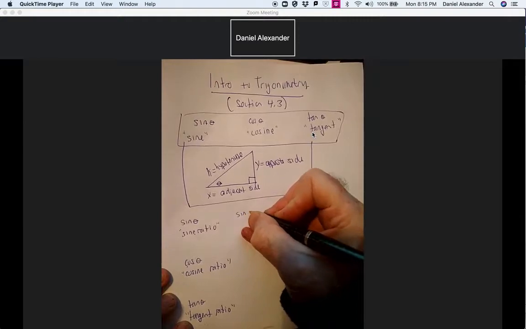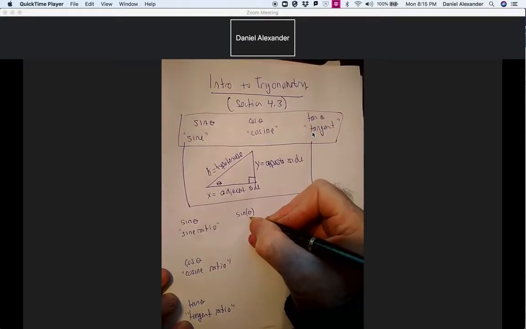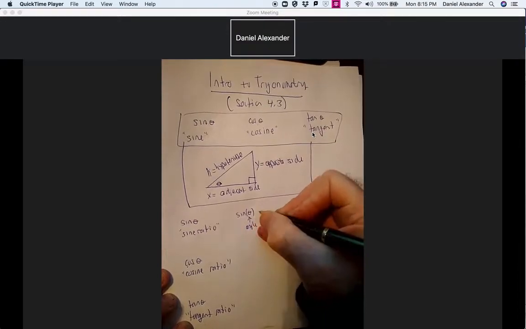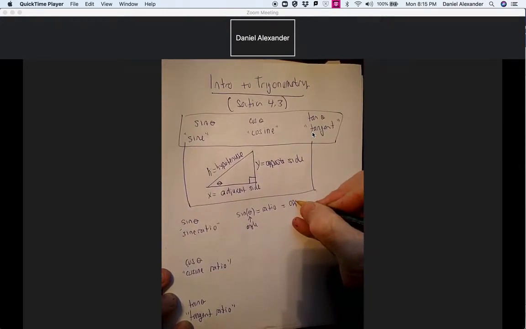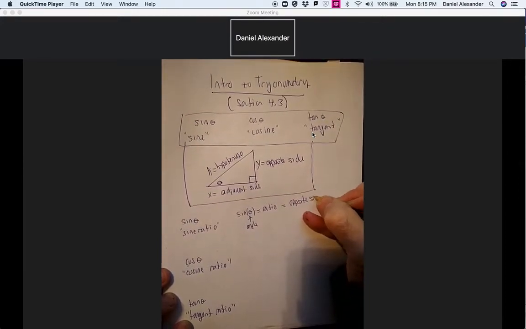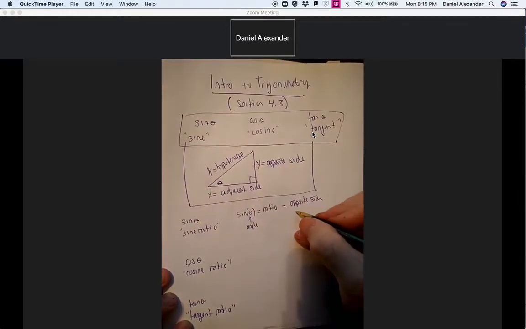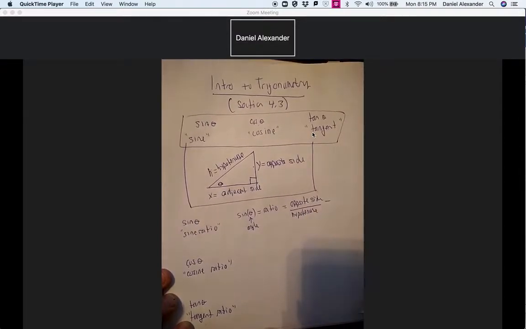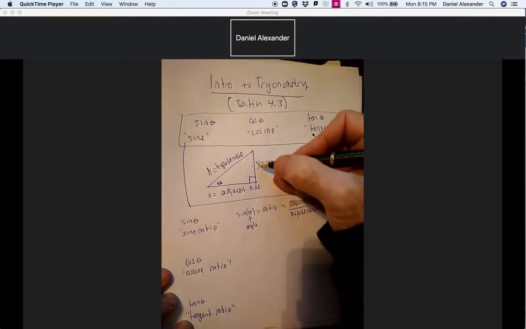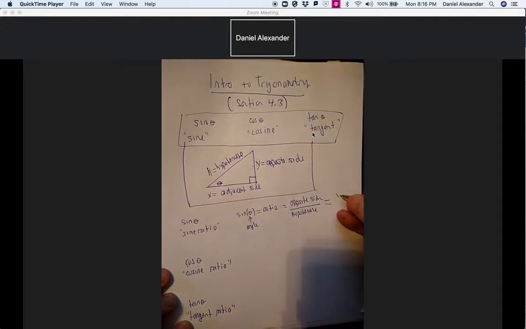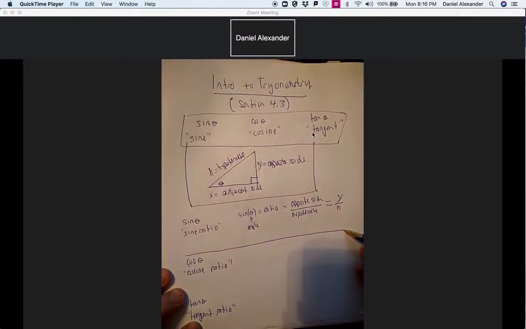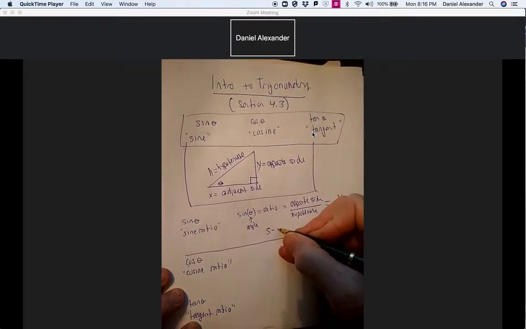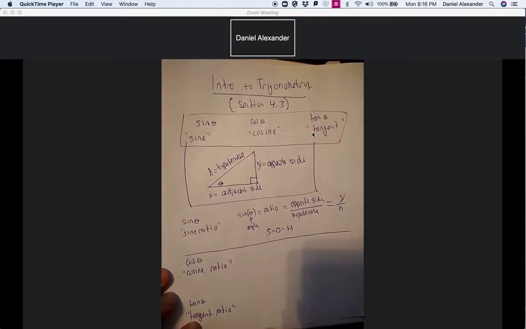So the sine ratio: for the sine of an angle, you plug in an angle, and you get back a ratio. And that ratio is the side opposite the angle divided by the hypotenuse. Just to make things simple, we're going to call the height y, like a y coordinate. So it's going to be y over h. One way to remember this is S for sine, O for opposite, H for hypotenuse.